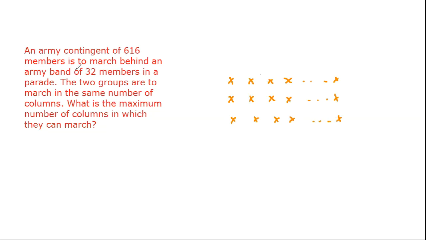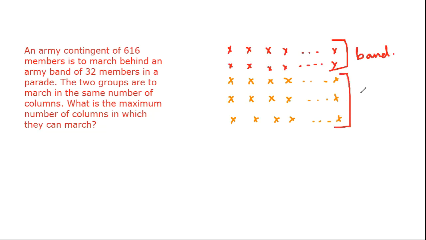Then another thing is that they have to arrange behind a band of 32 members in a parade. So in front of them, they have to arrange 32 members. These are the band members, I am marking them in red color. There are 32 members here. These are the band members. Behind these band members is the army.